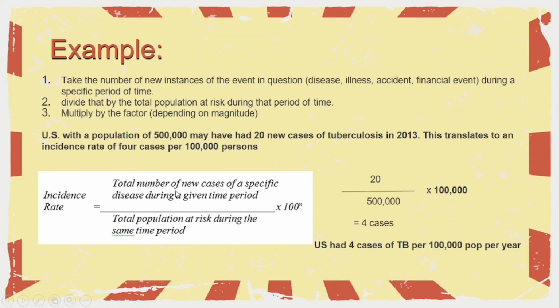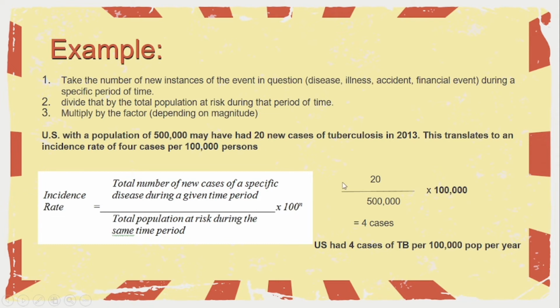Incidence rate: total number of new cases of a specific disease during a given time period divided by total population at risk during the same time period. So, yung mga nagkaroon daw ng cases, 20, ito yung numerator, divided by ang population, 500,000, times anong factor? Bakit po naging 100,000 yung considering factor natin dito?